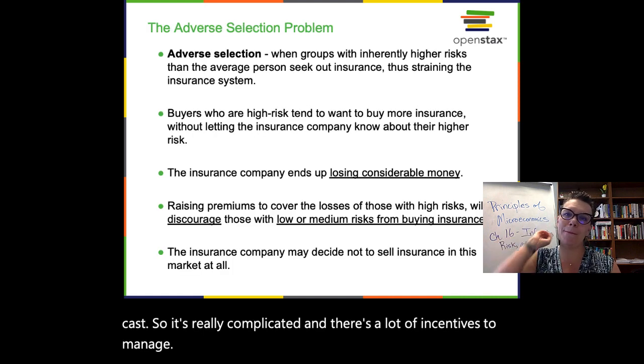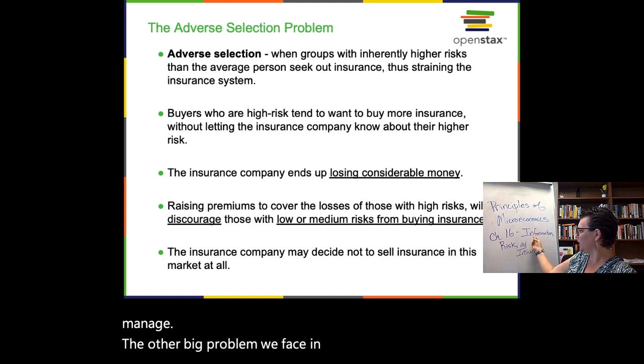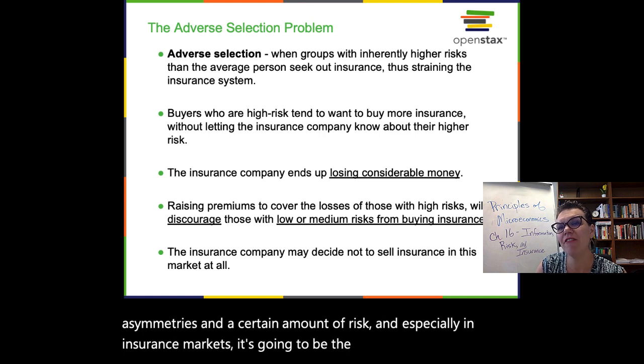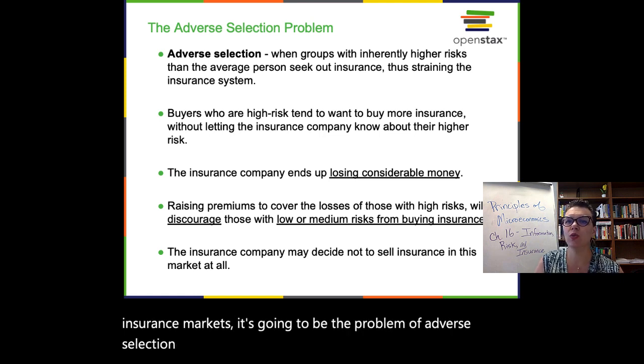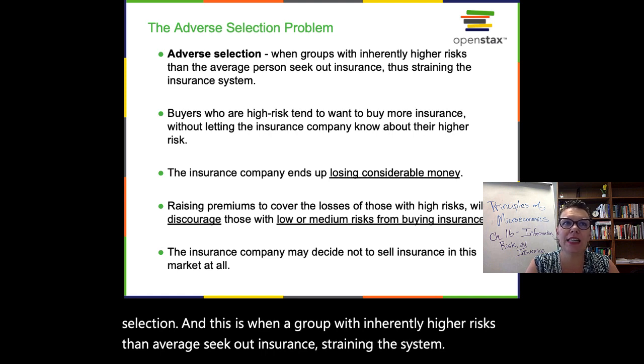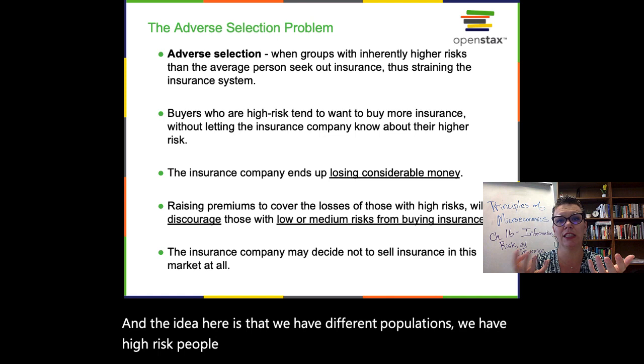The other big problem we face in markets with information asymmetries and a certain amount of risk, and especially in insurance markets, is the problem of adverse selection. And this is when a group with inherently higher risks than average seek out insurance, straining the system. And the idea here is that we have different populations. We have high-risk people and low-risk people.